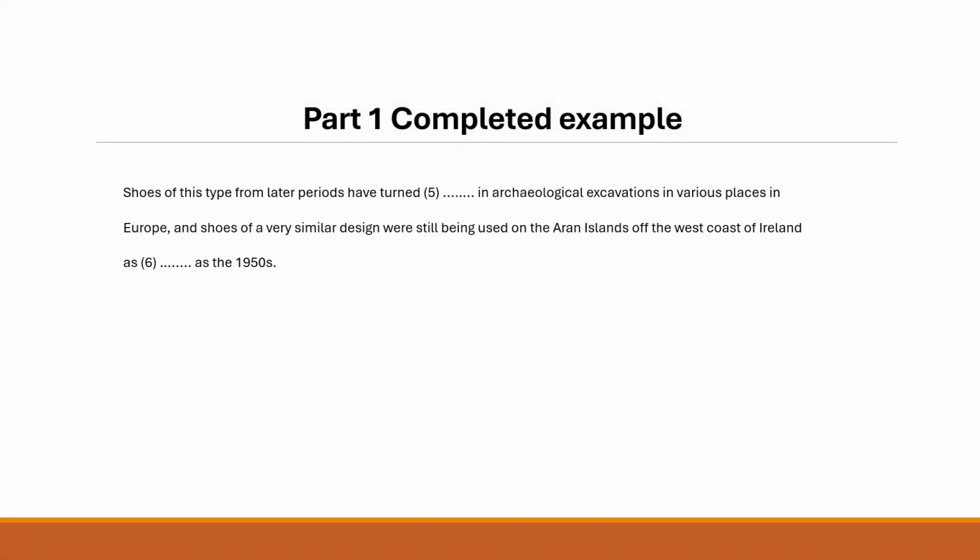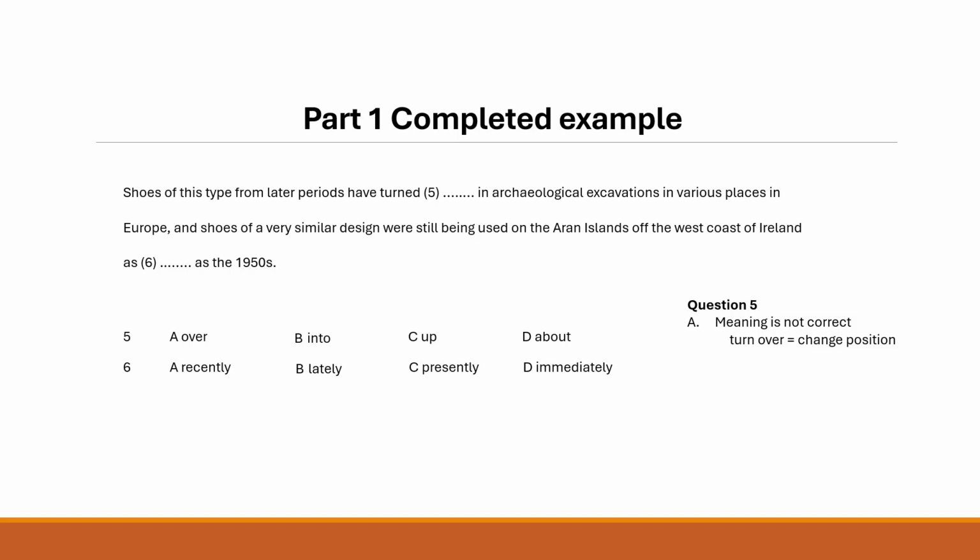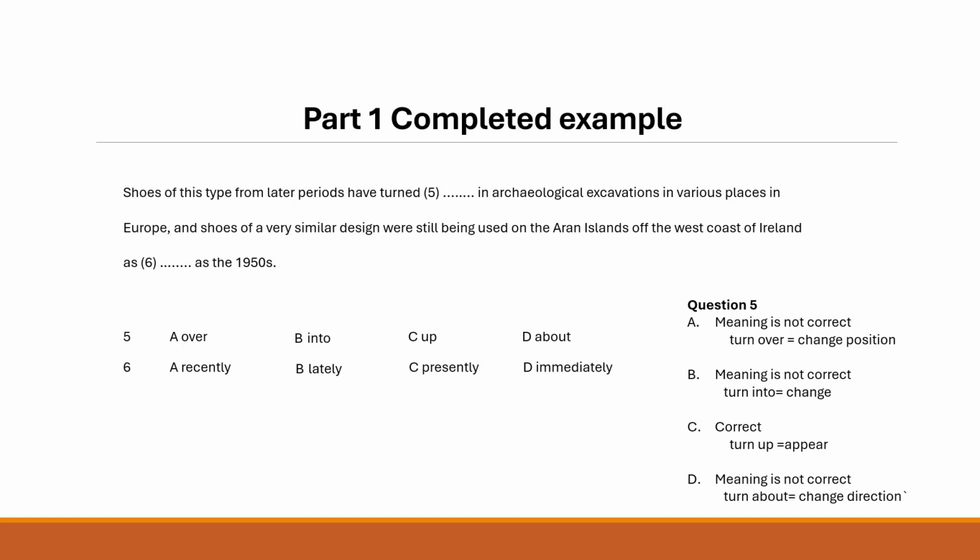If we look now at the gaps for 5 and 6, and these are the possible options. So let's look at each one of these and decide which is the best answer. And with question 5, we can see that we need some form of the phrasal verb, and turn over is one example, but it's not correct because it means to change position. To turn into means to change. And turn up is the correct answer because in this context here it means to appear. And then finally the fourth option, D, turnabout, means to change direction.